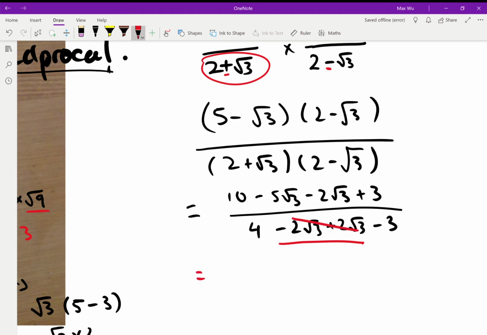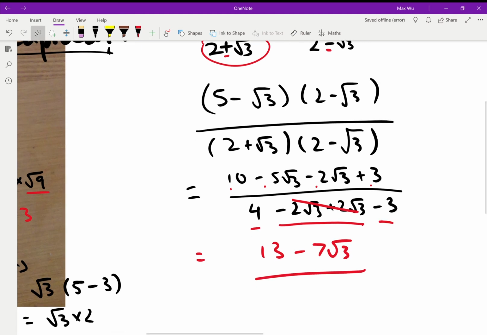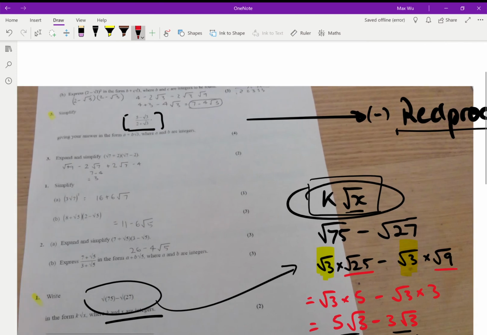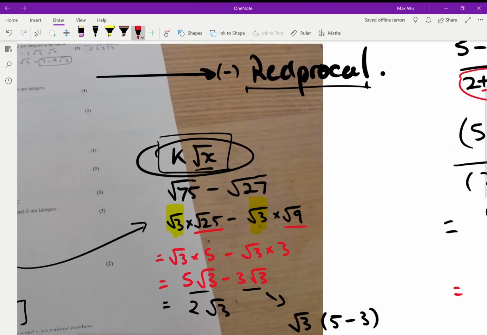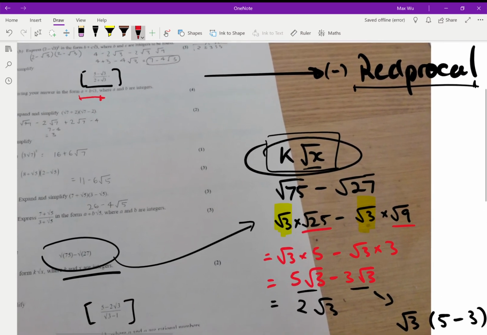Now we work it out fully. You'll see that 10 and 3 make 13. Negative 5 and negative 2 make negative 7 square root 3. And the bottom will be remaining with 4 and negative 3. 4 minus 3 is 1, or we can just not write it, and it would be 13 minus 7 square root 3. Is that what it wants? It wants us to write it in this form, so 13 minus 7 square root 3. Lovely, we have solved this question.